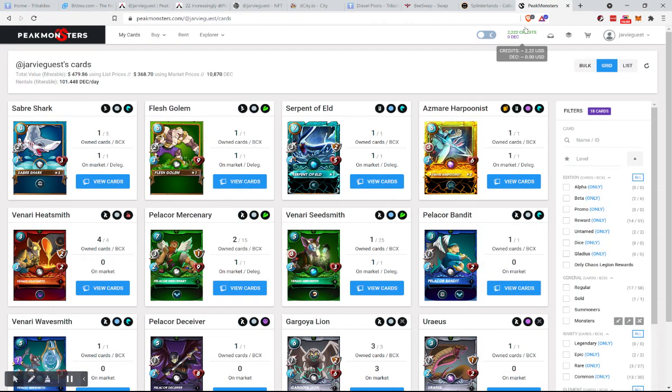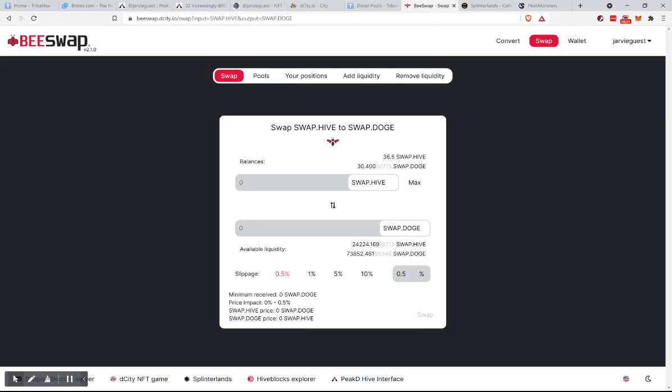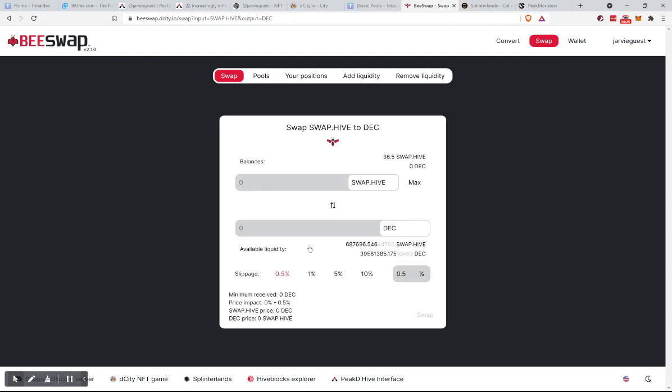Okay, so we want to buy some stuff with DEC. So should we go back and buy some DEC? Yep, let's get some DEC. All right. So we've got some swap Hive. The pool is probably the easiest way to do it with BSwap. Yep. All right. Your list says Tribal Dex or BSwap. Okay, BSwap.